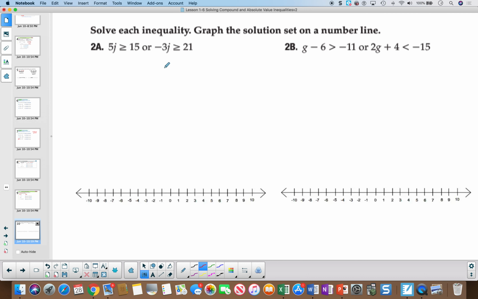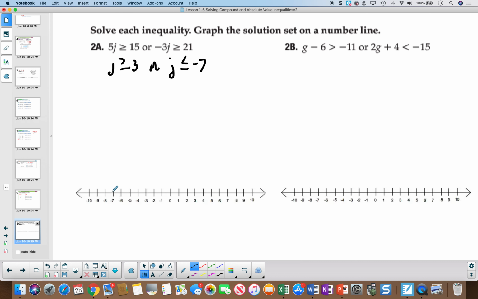Okay, so let's go ahead and do this problem. I am going to divide both sides by 5, so j is greater than or equal to 3. Now notice I didn't change the inequality because I didn't divide by a negative number. But here I am going to divide by a negative number. Knowing I'm going to divide by a negative number, I'm going to have to change my inequality, and that'll be j is greater than or equal to -7. I divided by -3 here and -3 here.